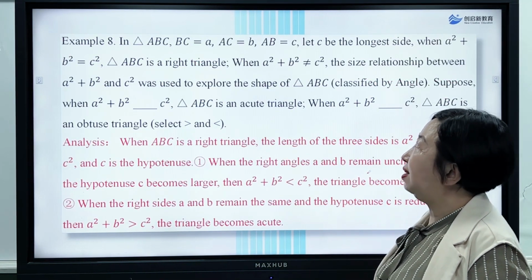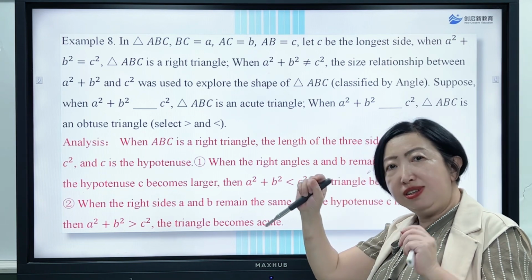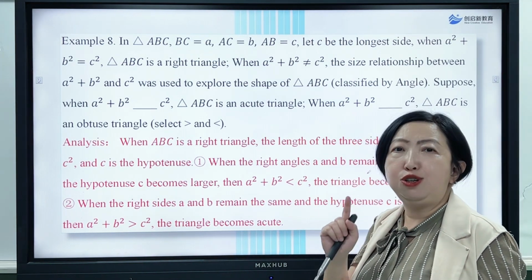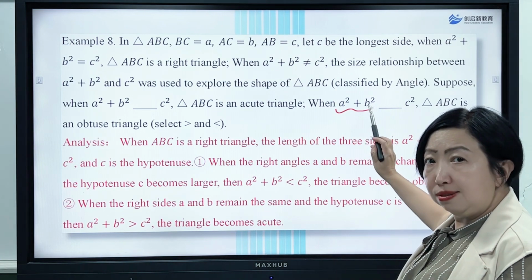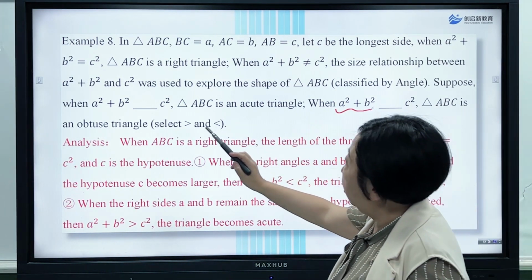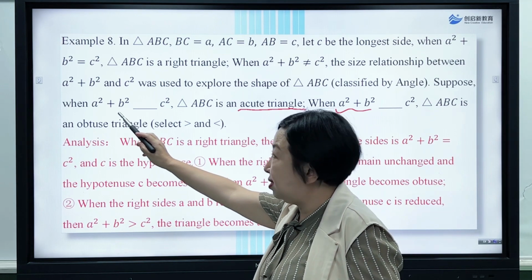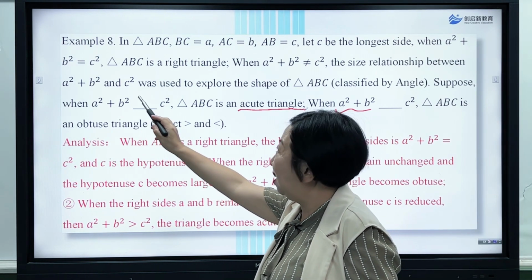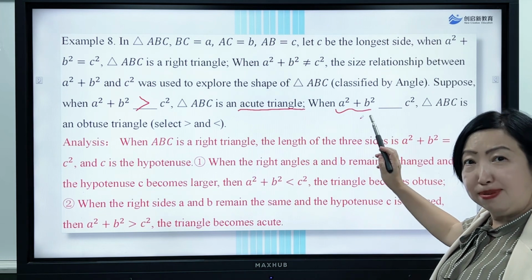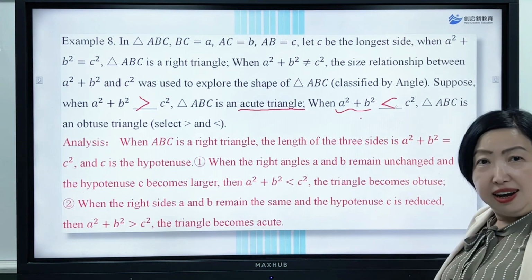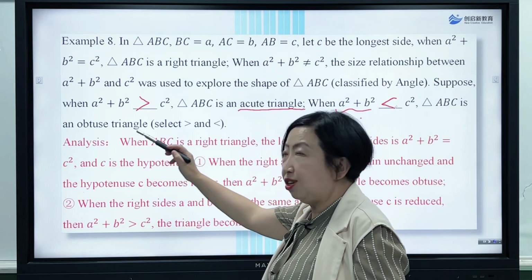We know in triangle ABC, if the square of a plus the square of b equals the square of c, it must be a right triangle. And if the square of a plus the square of b is bigger than the square of c, it is an acute triangle. And if the square of a plus the square of b is less than the square of c, the triangle ABC is obtuse.